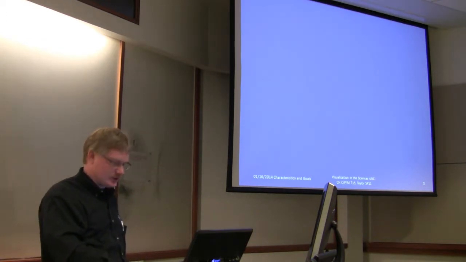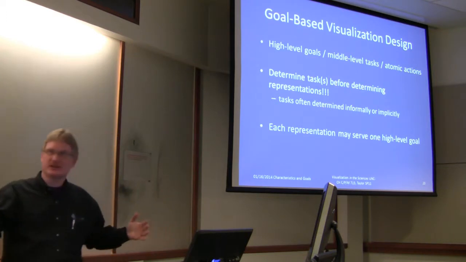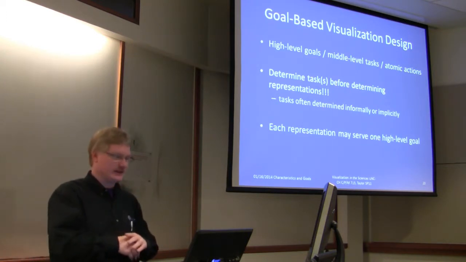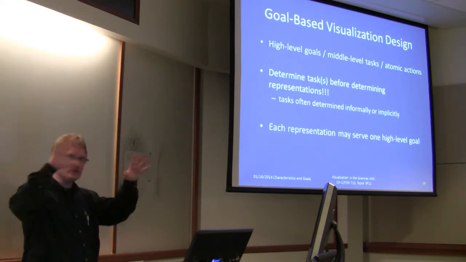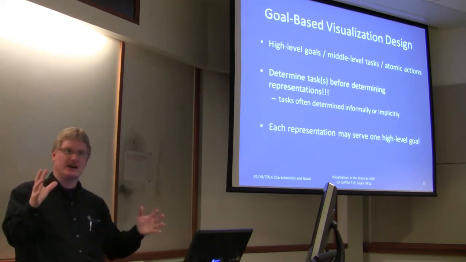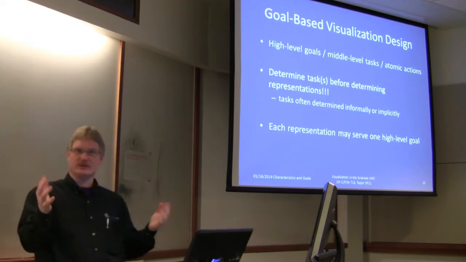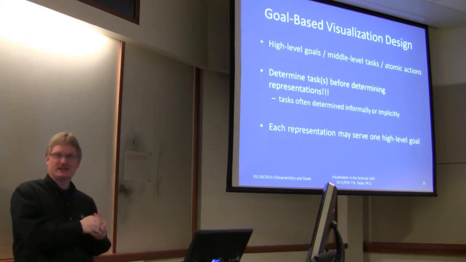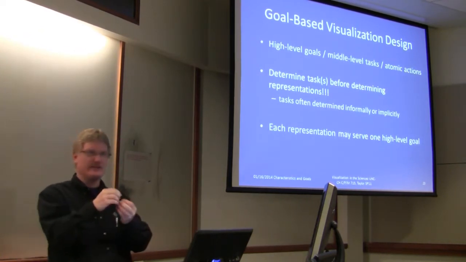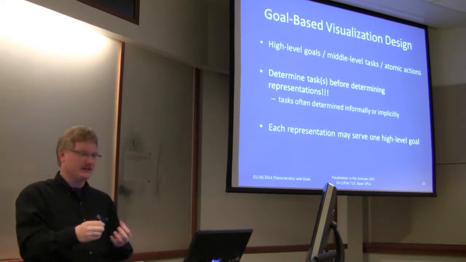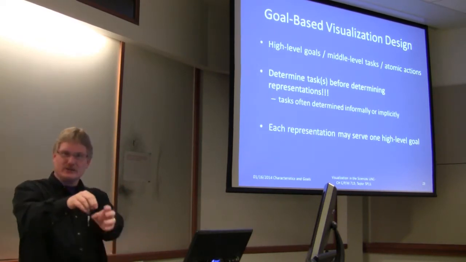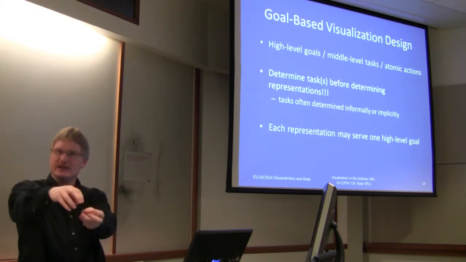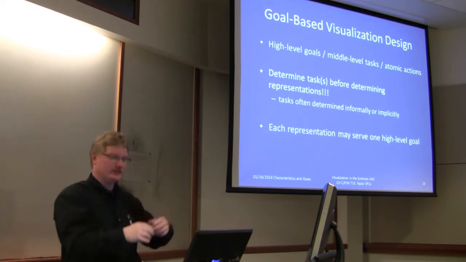Right? Okay, so now we've talked about data characteristics, now let's talk some about goals and how they're going to impact things. If you think about things, there's high-level goals that the scientist has in mind, like understand how earthquakes work. Middle-level tasks, like understand how waves propagate through different media. And then atomic actions, like understand the magnitude of the vibrations here and the relative phase. So high level, mid-level, and task level.